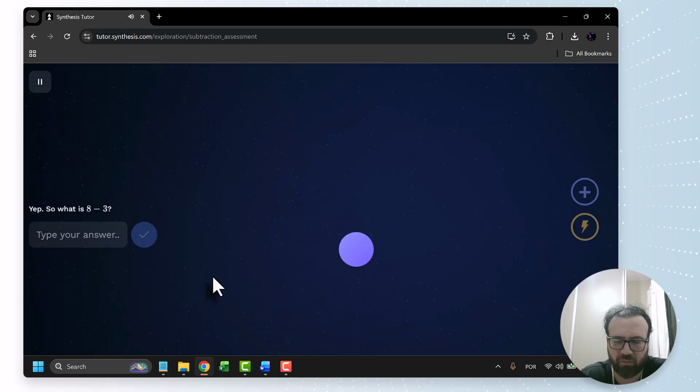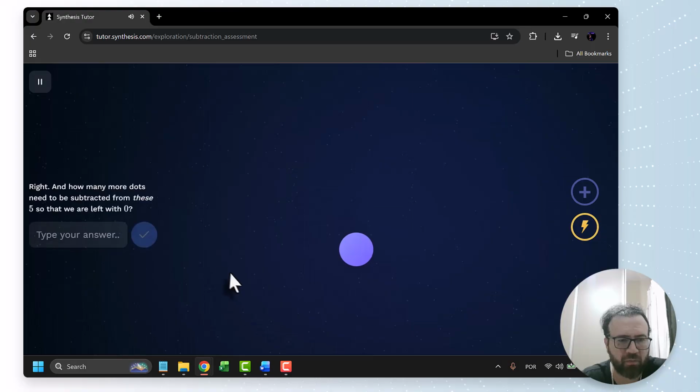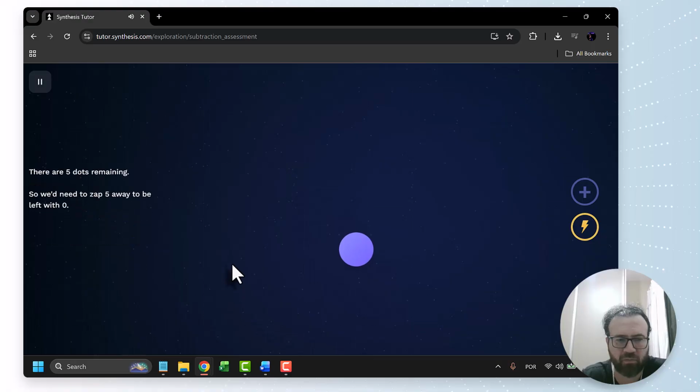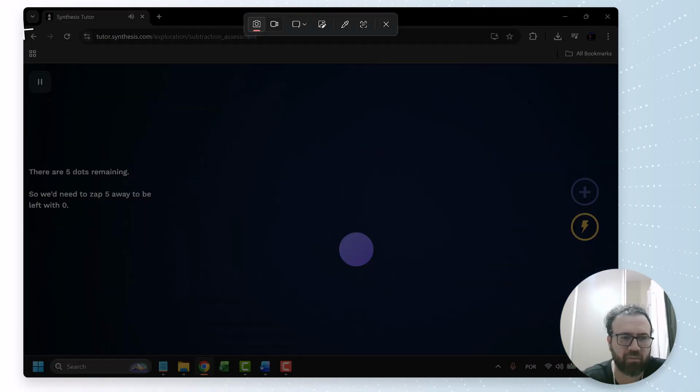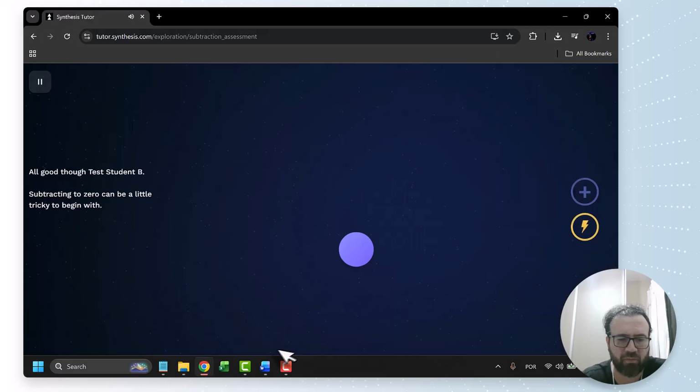Yep, so what is 8 minus 3? Right. And how many more dots need to be subtracted from these 5 so that we are left with 0? There are 5 dots remaining, so we'd need to zap 5 away to be left with 0. All good though.